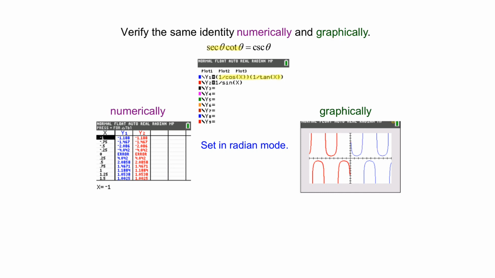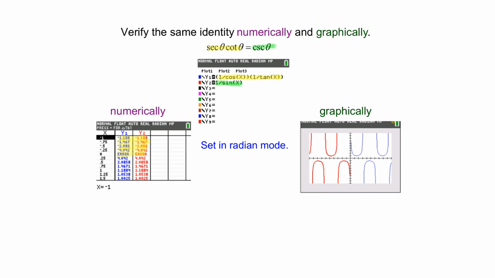And then we take the other side of the equation, cosecant of theta, which is 1 over sine of theta. And if we plug both of those in, and you look at it numerically, you should see that the values are equivalent across the table. So if that is true, then we're verifying that they are equivalent.